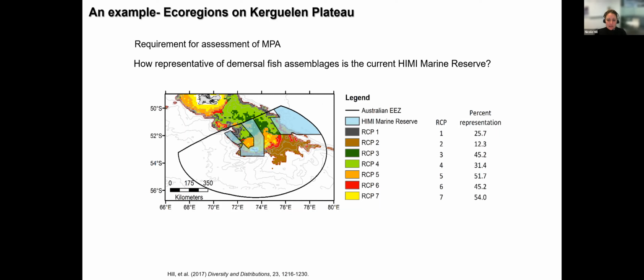When we dug into that a little bit more, we found that it was a fairly species poor assemblage dominated by toothfish. But this gives managers more information on some of the representation gaps and what's in there, and whether it's something that they should be concerned about and do something about or not.